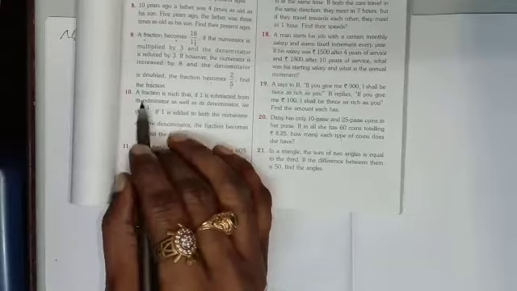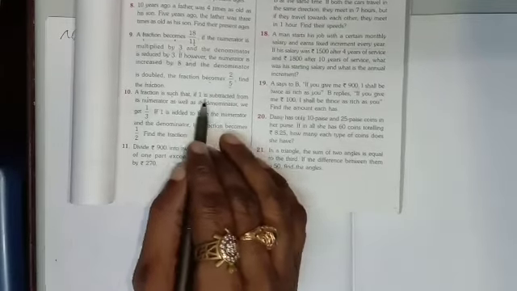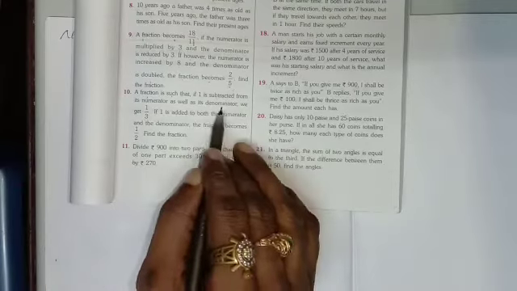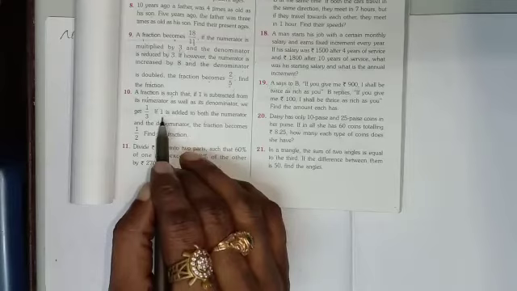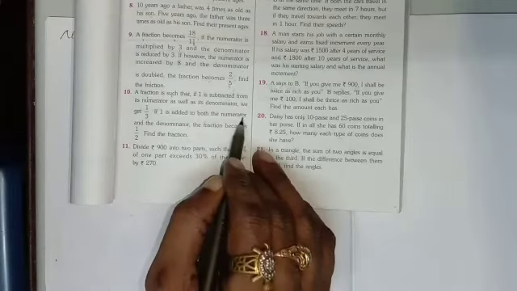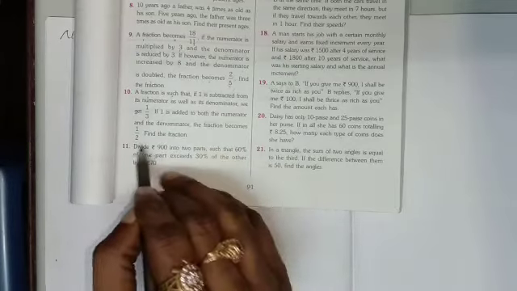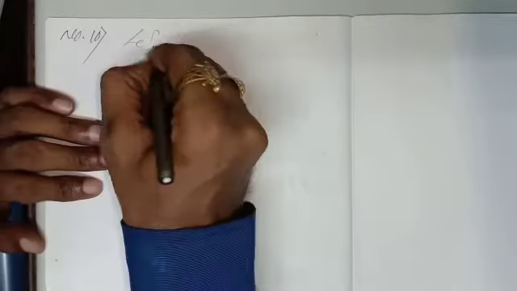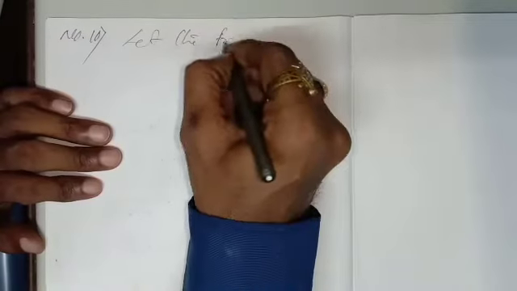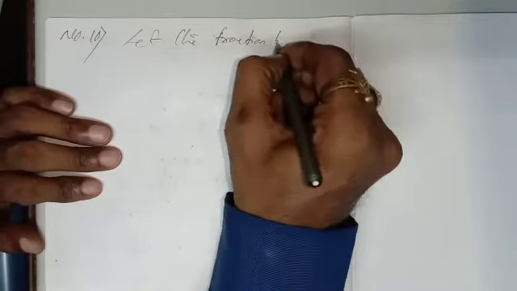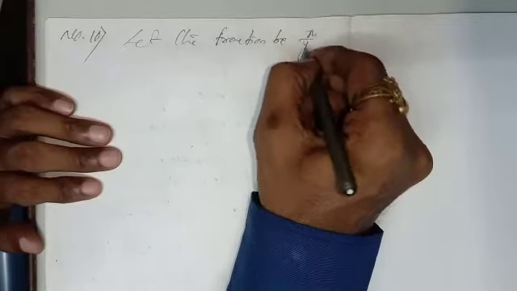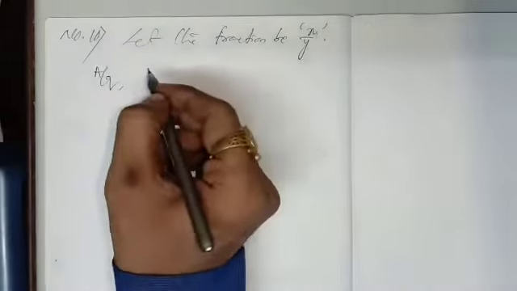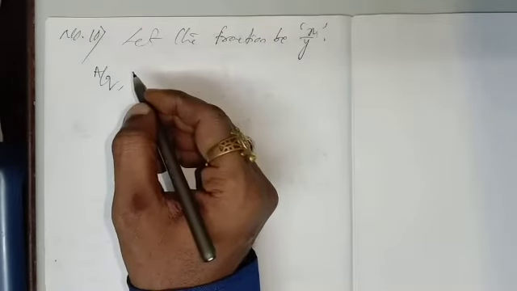Question number 10. A fraction is such that if 1 is subtracted from its numerator as well as denominator, we get 1 by 3. If 1 is added to both the numerator and denominator, the fraction becomes 1 by 2. Find the fraction. Same process. Let the fraction be x by y.